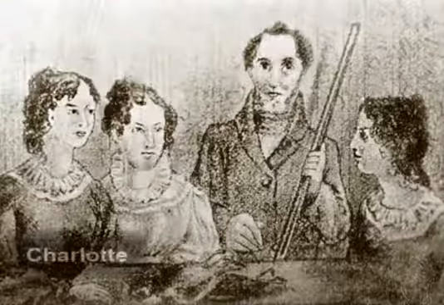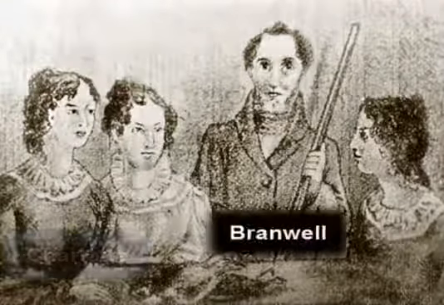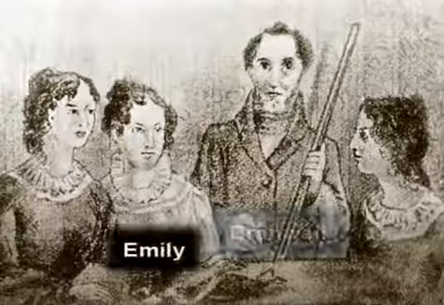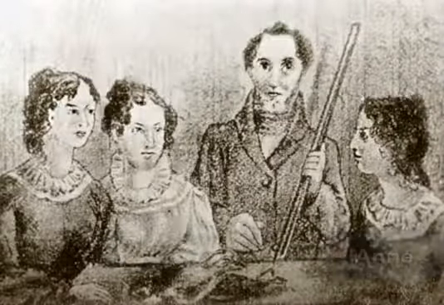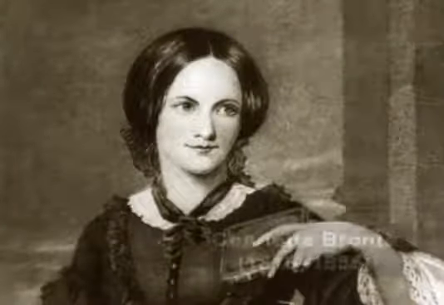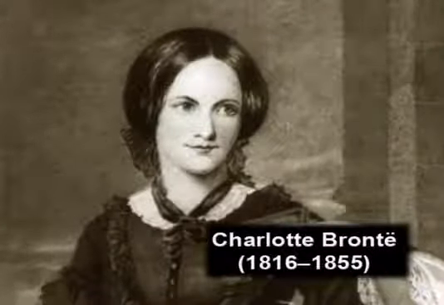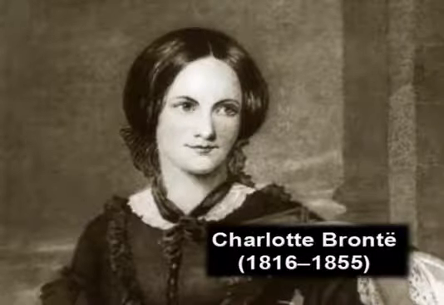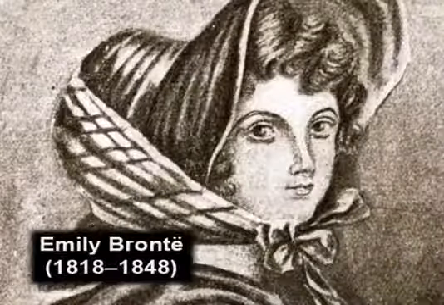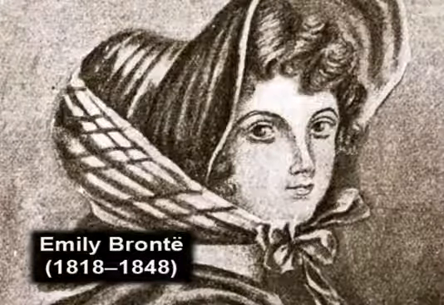The surviving children were Charlotte, the eldest, Branwell, the only brother, Emily, and Anne. Here we might note the dates for both Charlotte and Emily. Charlotte is born in 1816 and dies in 1855. Emily is born in 1818 and dies in 1848. The children lost their mother at an early age. Emily was only 3, in fact, and they became exceptionally close, reading and writing stories for each other and exploring the moors together. The children were mostly educated at home.